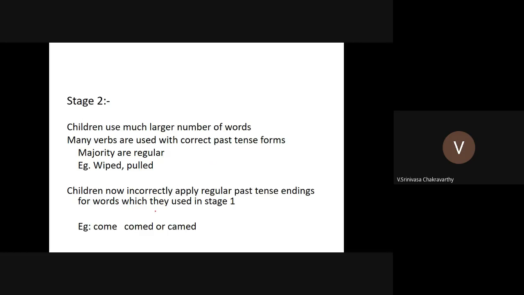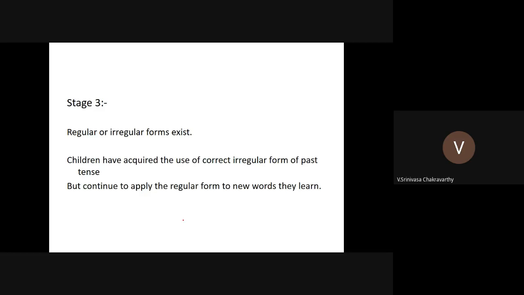So, for example, for the past tense of come, they might say comed or came, right? Both are wrong. So, this kind of an erroneous substitution can occur in the second stage. And third stage, now they're able to resolve this confusion. So, they are able to understand that there are two different kinds of past tense forms. One is irregular, so you have just basically memorized the past tense form. There's no rule there. And then there is a regular case where you can use the ed or just d ending. Okay, they can resolve this confusion and they don't make mistakes in the third stage.